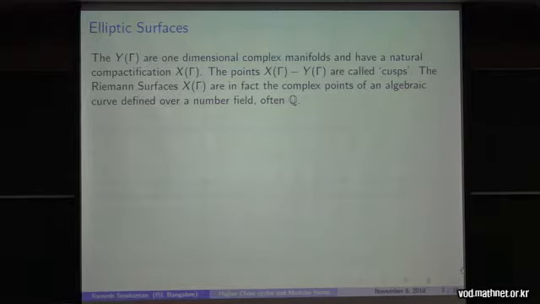In fact, these curves are very special. They're one-dimensional complex manifolds, so algebraic geometers consider them as complex curves. They're in fact the complex points of an algebraic curve defined over a number field. Quite often it's the rational numbers itself.